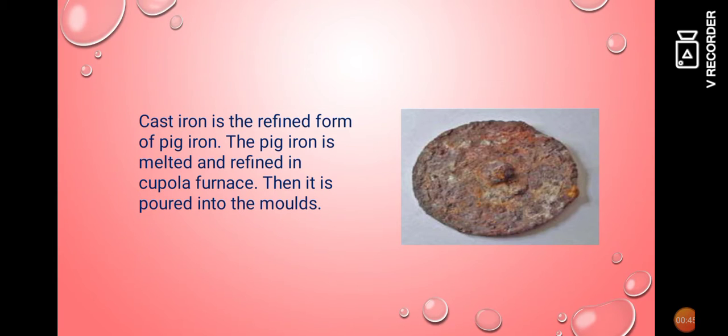Cast iron is a refined form of pig iron. The pig iron is melted and refined in a cupola furnace. Then it is poured into the molds. So in this picture we can see the ancient cast iron which is found in China.